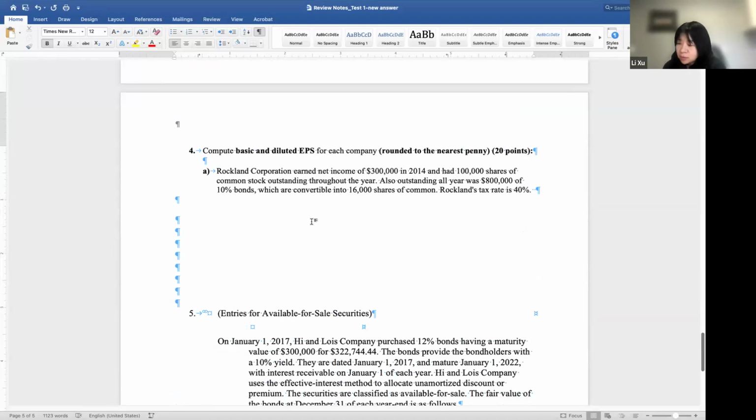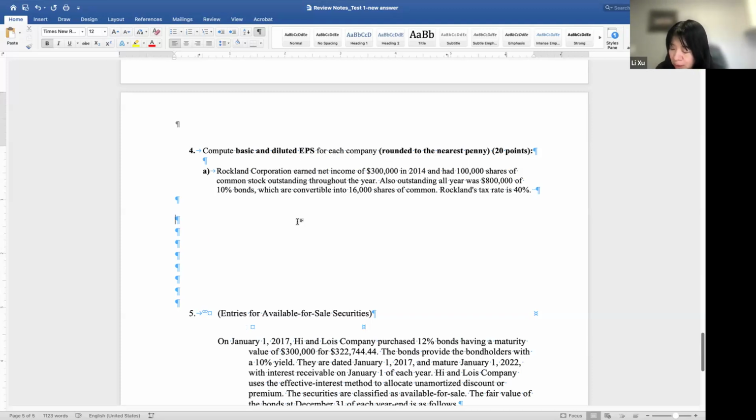So let's take a look at this question. They have an income of 300,000 and 100,000 shares of common stocks outstanding, and a $800,000 bond. So 800,000 is the face value, 10% is the interest, and this bond is issued at par, even though they didn't say it, and can be converted into 16,000 shares of common stocks. Tax rate is 40%. How do we do a question like this? There are 2 things, right? First is the numerator, the second is the denominator.